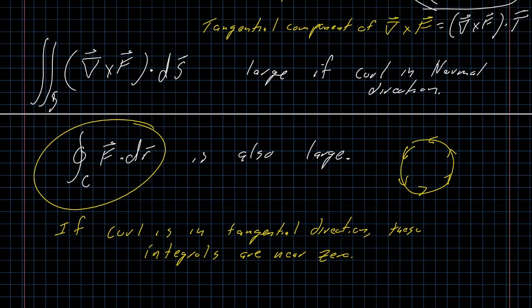If the vector field itself is not predominantly moving in that direction, then that means that the curl of the vector field is either 0 itself or is pointed away from the surface or along the surface.